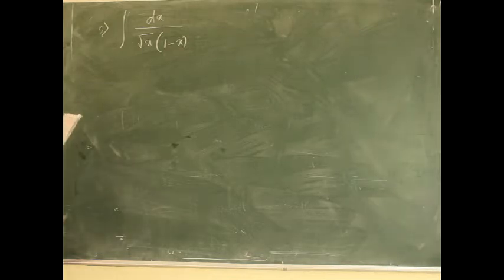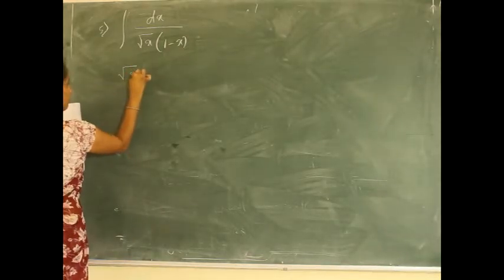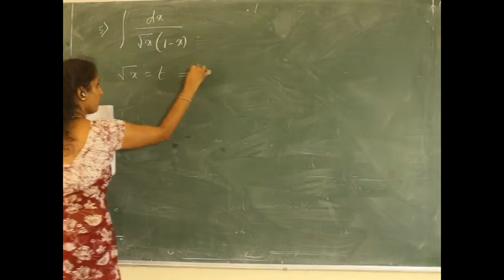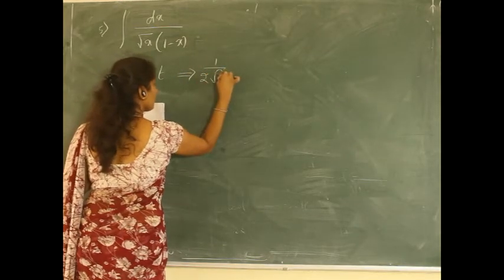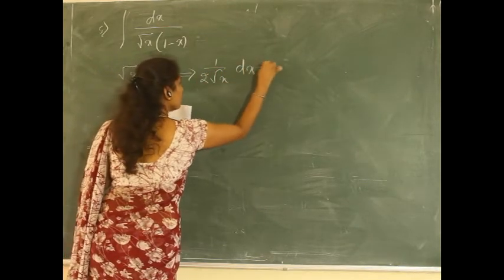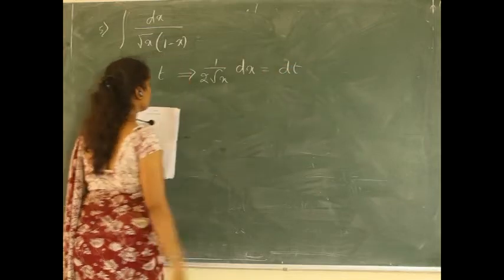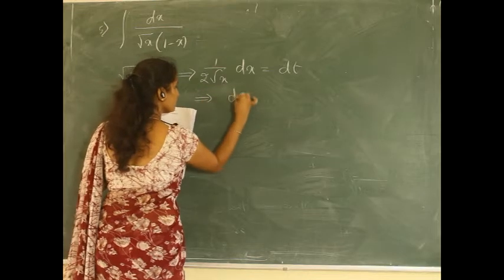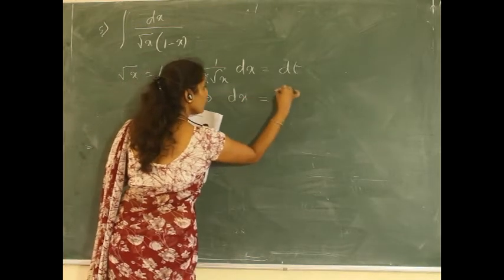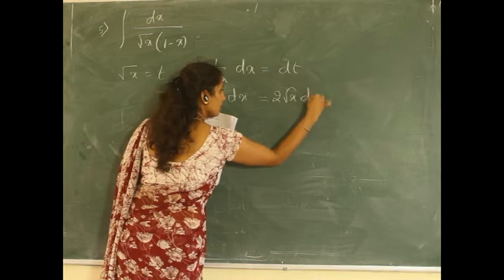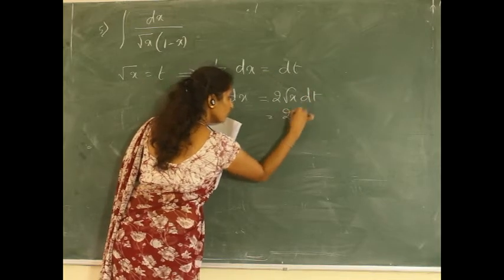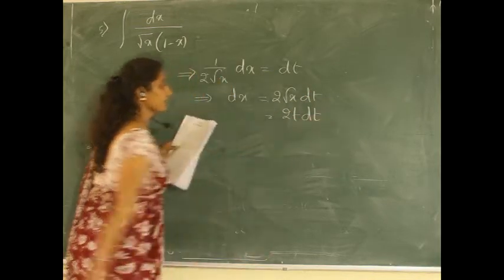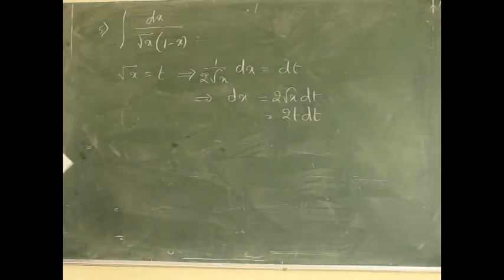So take root x equal to t. This implies, by differentiating, 1 by 2 root x dx is equal to dt, and we want dx. So dx is equal to 2 root x dt or 2t dt. So the answer is that dx will be 2t dt. Now substitute that value in the given integral.